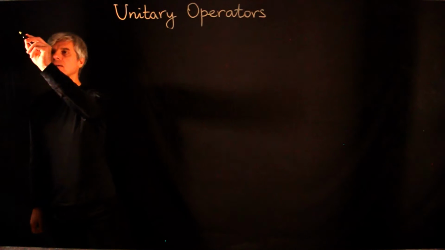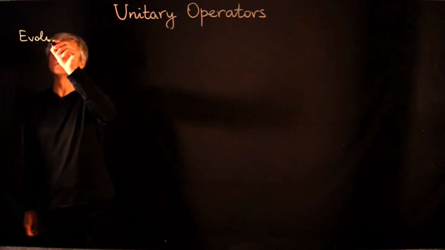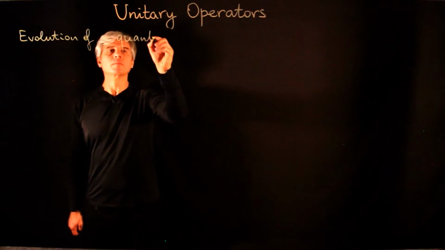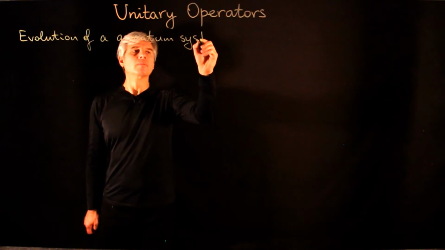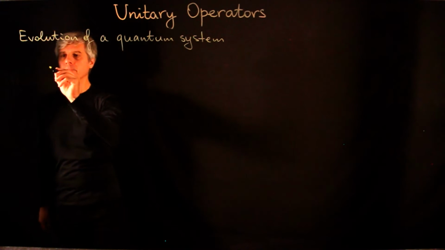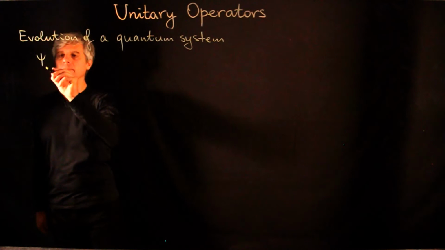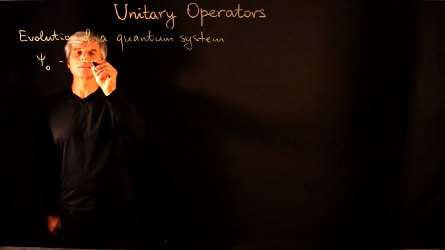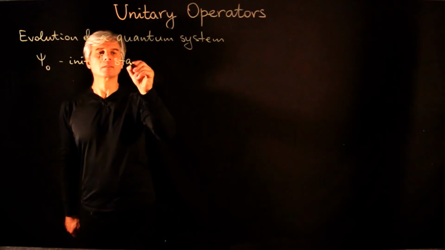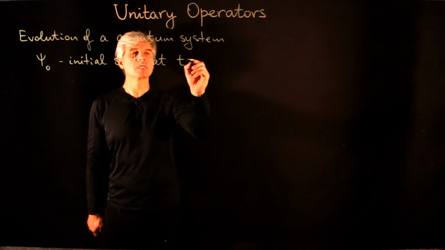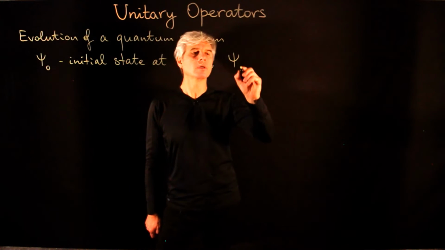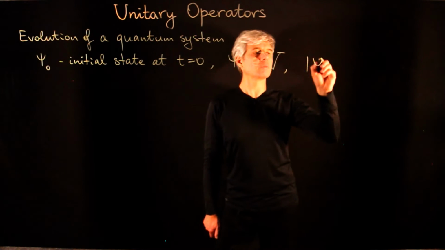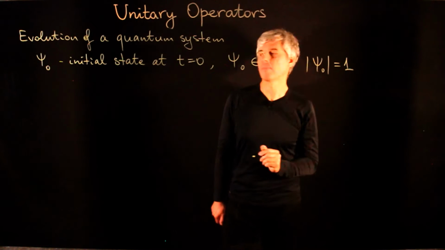Now, let us look in more detail at evolution of a quantum system. So suppose we start with psi 0. So this is the initial state at time equals 0. Right? So this psi 0 is going to be a vector in the space of states, and the norm of this vector is equal to 1.